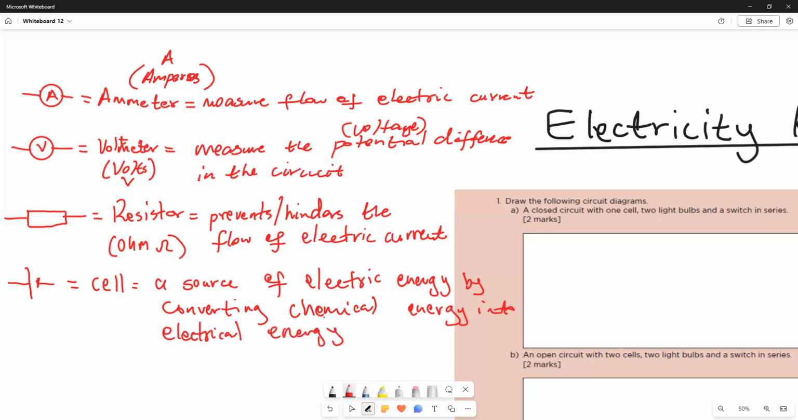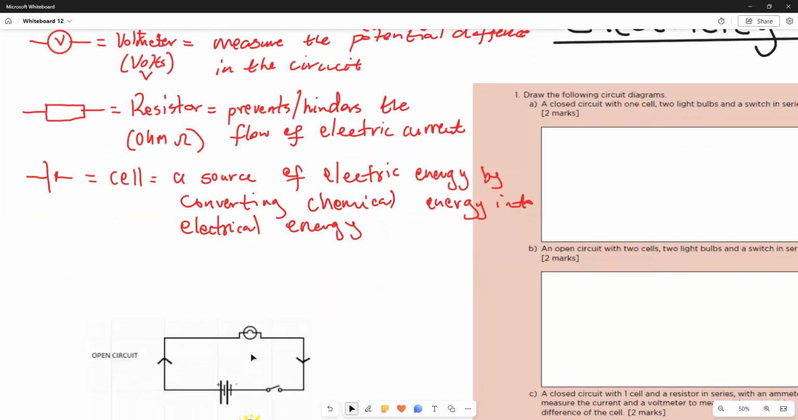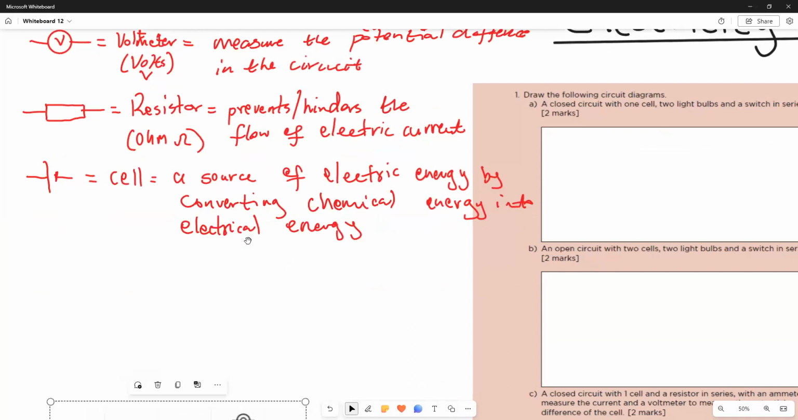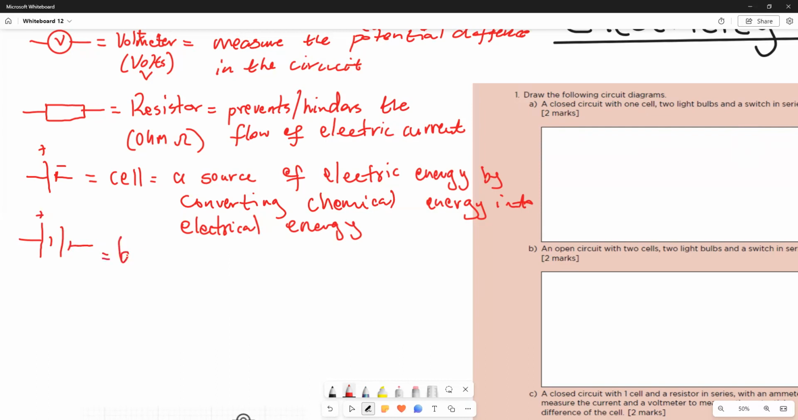Okay, perfect. And then we have a battery. A battery is basically two or more cells joined together. Okay, this is a positive terminal, this is a negative terminal. So this is a battery, composed of two cells. It can be two or more. Once you see more than one cell, you know that it's no longer a cell, it's a battery. The definition of a battery is two or more cells combined together.